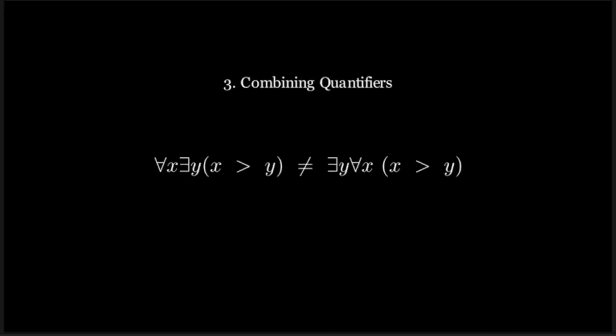For instance, let's take an example. If x represents all real numbers, there is no single y such that every real number x is greater than y. Because for any real number y, there is always some x that is not greater than y. For example, x is equal to y itself.